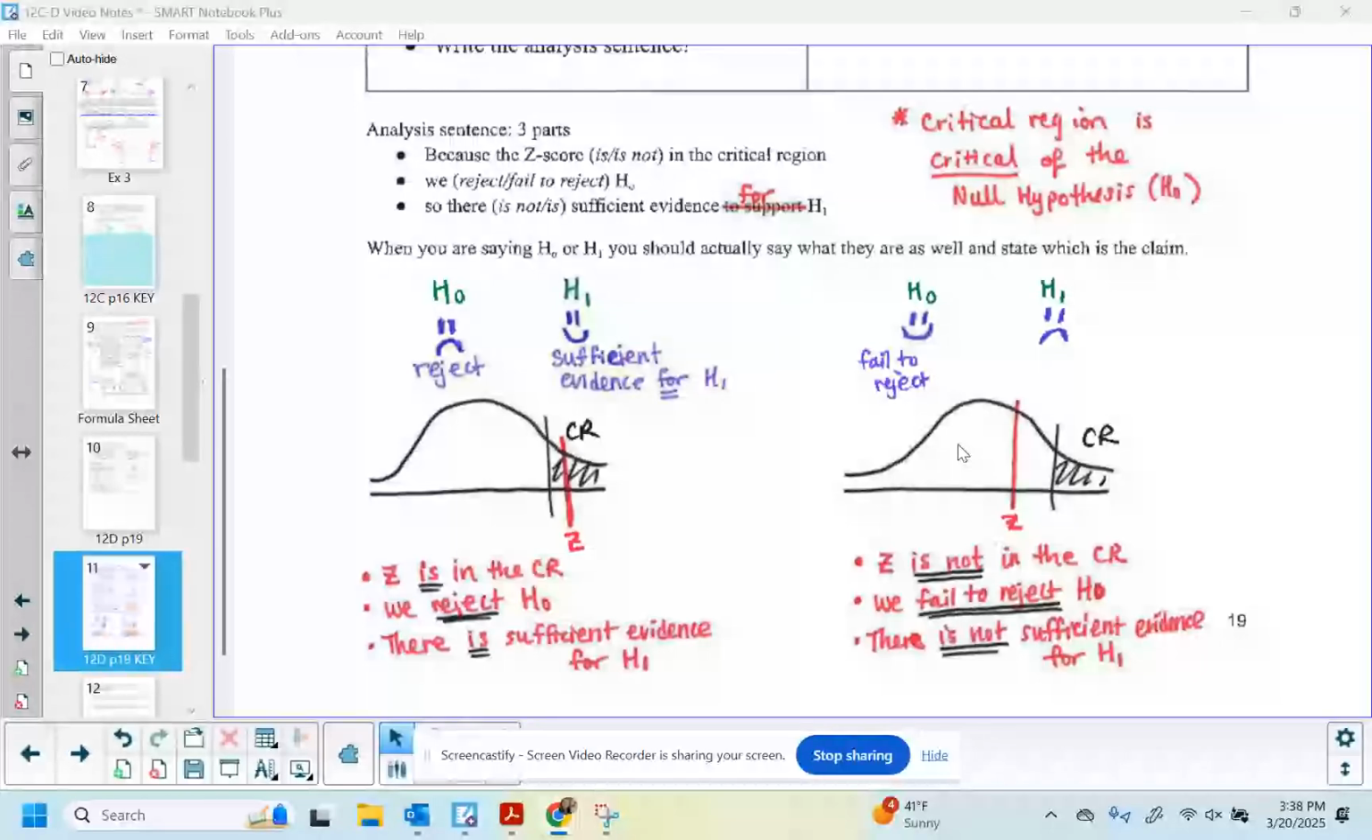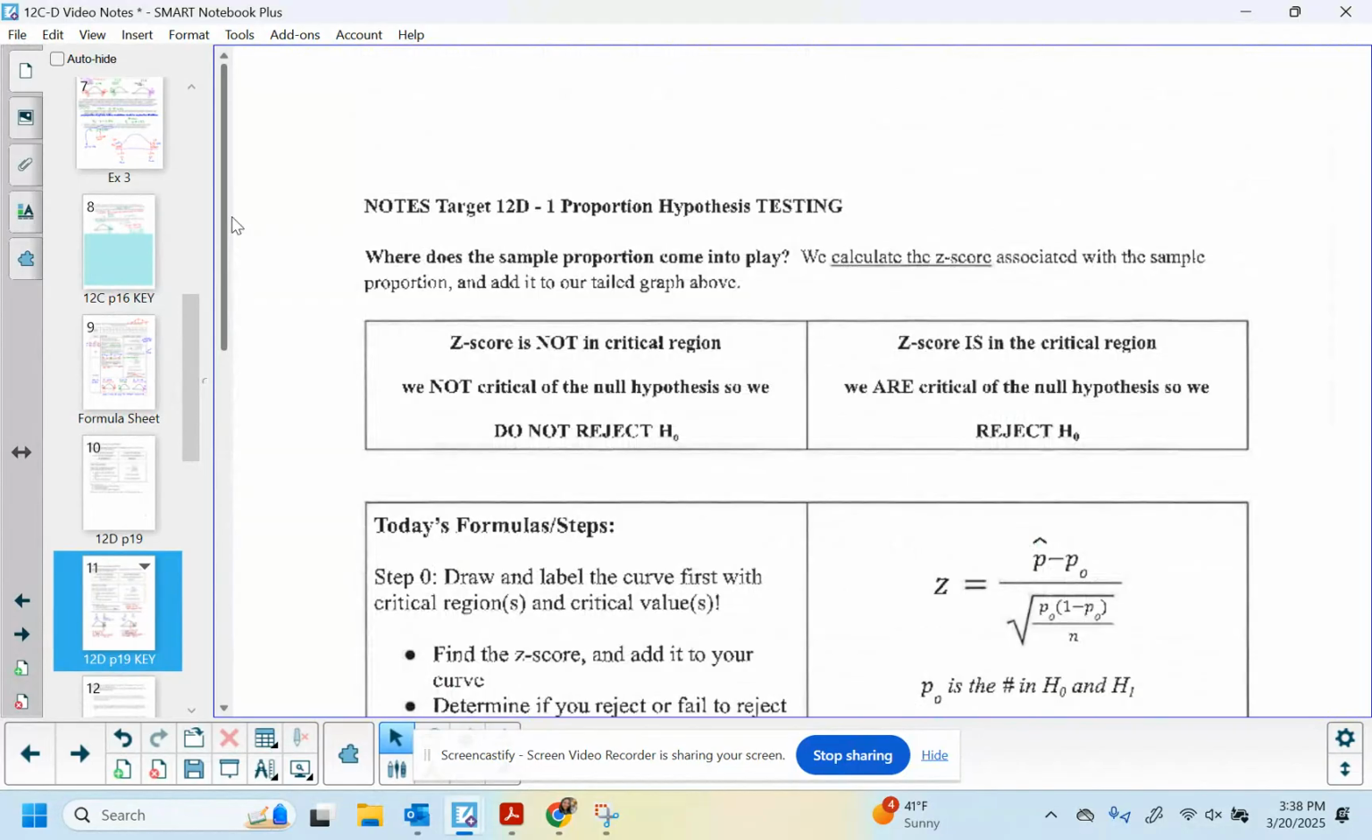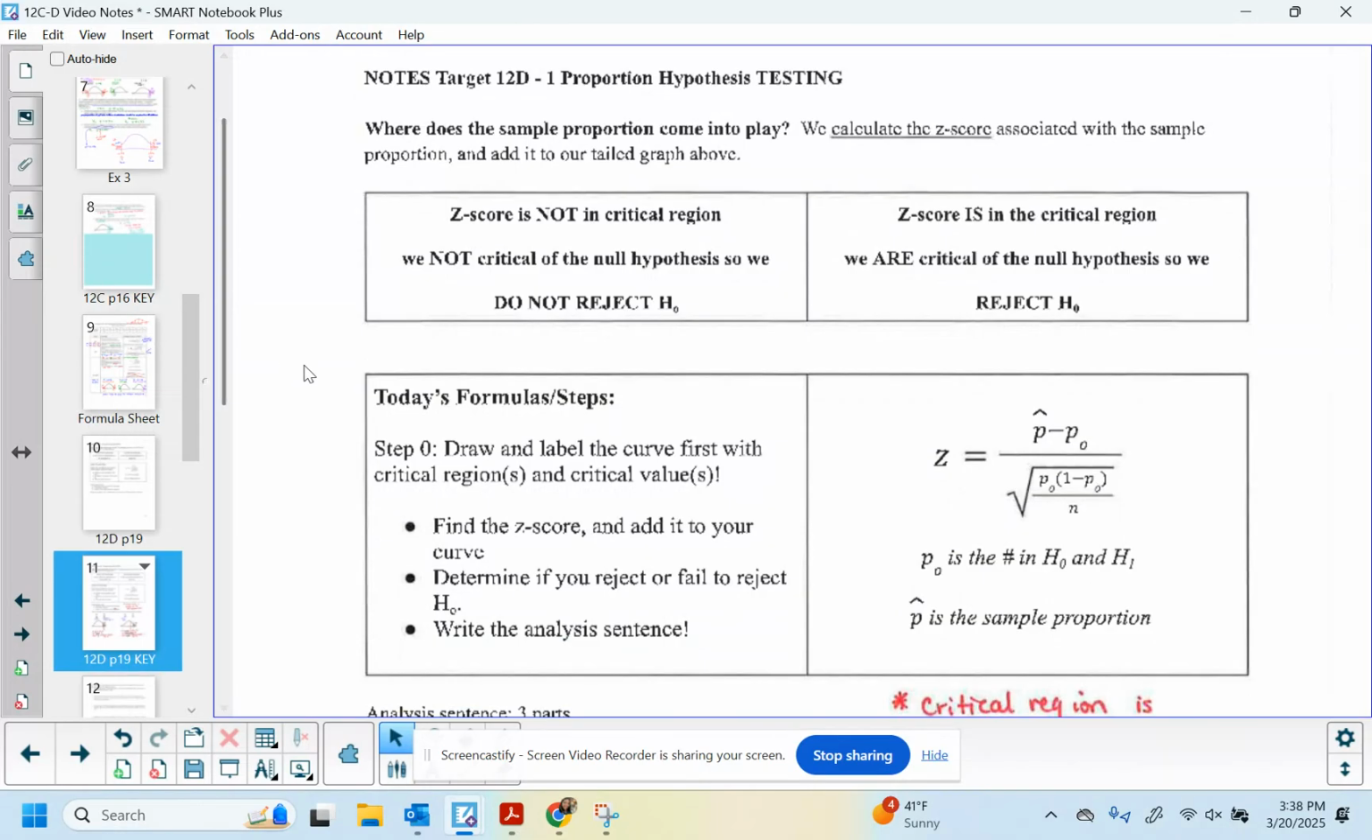For 12D, we are going to talk about actually testing our hypothesis. So we're going to start with what we did in 12C. Draw and label with critical regions, remember that's the CR, and critical values, which is the CV, or multiple CVs. And remember for that, we're going to use the alternate hypothesis. Always, we're going to use the alternate hypothesis.